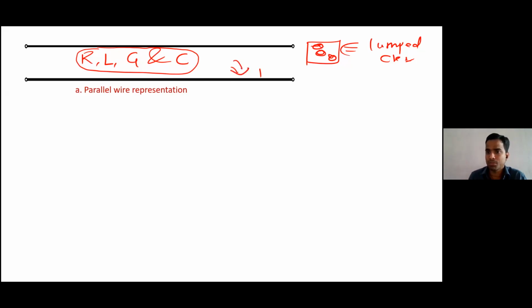distributed. So these are your lumped circuit, and these are called lumped components. R, L, C, which you can see in your circuit in your PCB, are called lumped components. And this R, L, G, and C, which you cannot see but they are there in the conductor, is called distributed component or distributed circuit. This transmission line will be called a distributed circuit. It will not be lumped, it will be a distributed circuit.